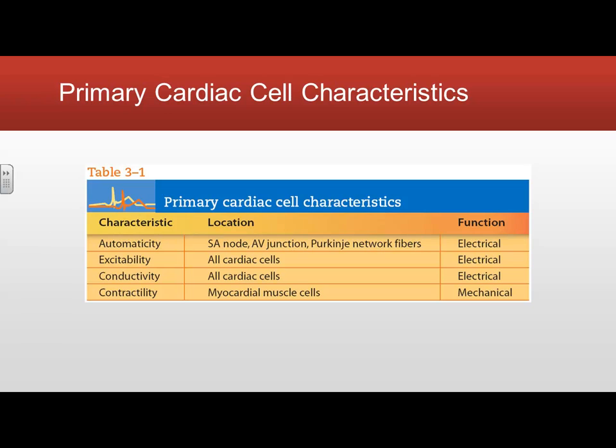Now, these type of tables right here, my information comes mainly from your Brady book and from your Beasley book, the Understanding EKGs. That's a really good book. I really like that book a lot. So any of these that are in this yellow and blue format are usually going to come out of your Beasley book.